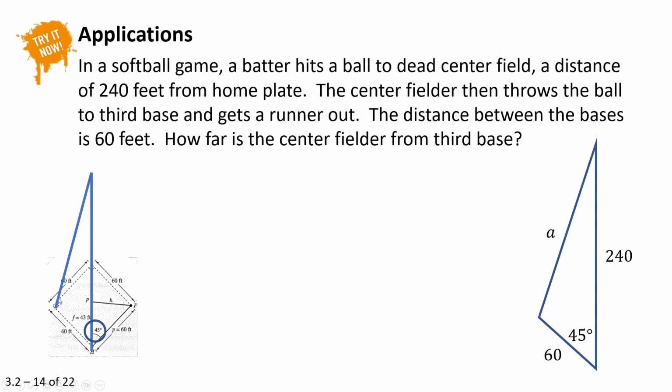So here's the distance from home plate to third base. Here's the distance the batter hit the ball to direct center field, and here's the distance the ball traveled from the center fielder to the third baseman. So we've got three sets of information here. We're trying to find side A.